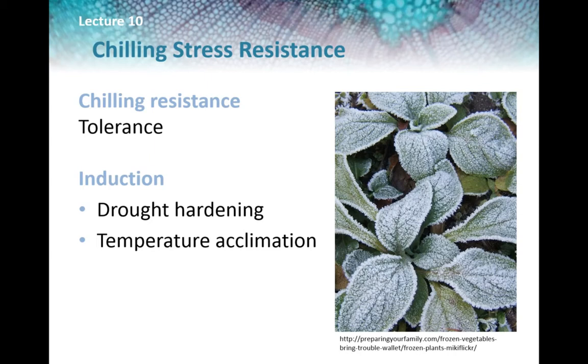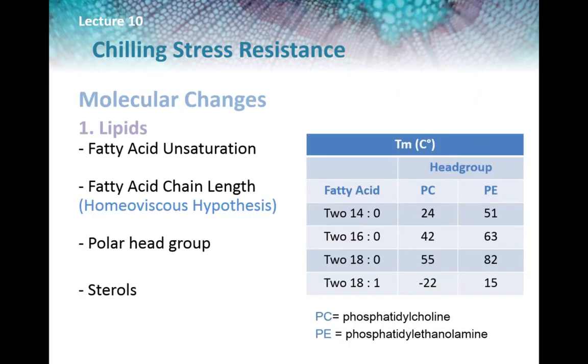Most commonly, we think of temperature acclimation when plants increase tolerance to chilling temperatures following exposure to reduced temperatures. The rate of chilling acclimation is much slower than high temperature acclimation, frequently taking days to weeks for full expression. Acclimation can lead to a number of molecular changes, including those involving membrane lipids.